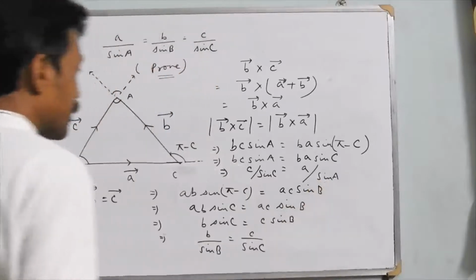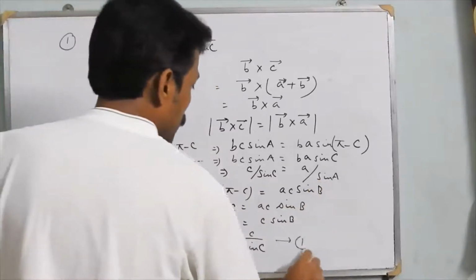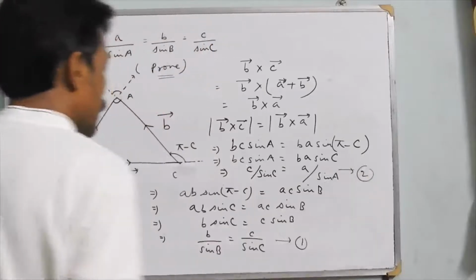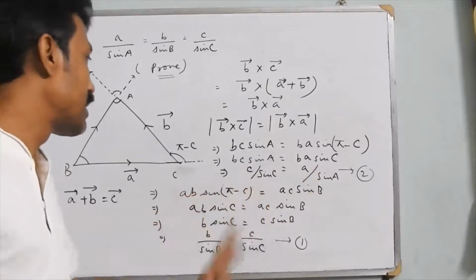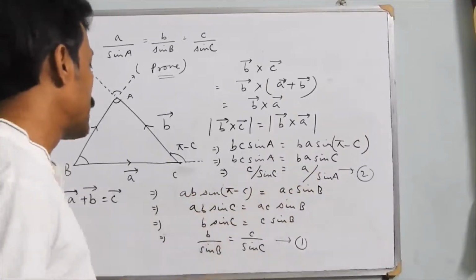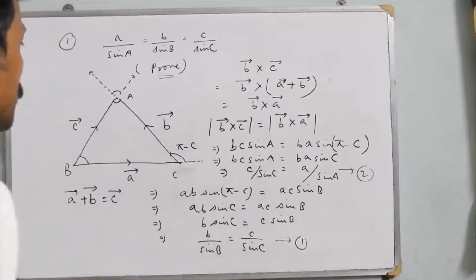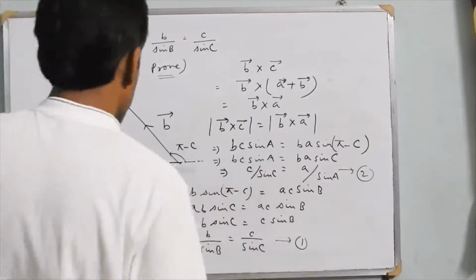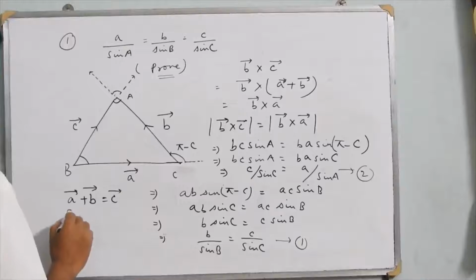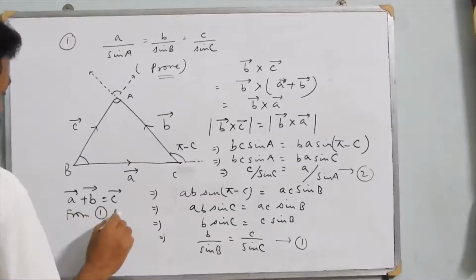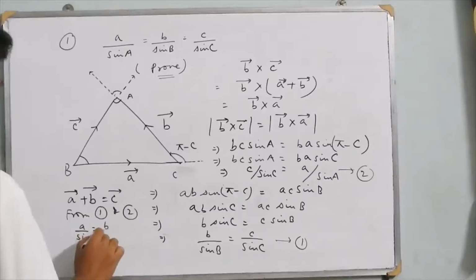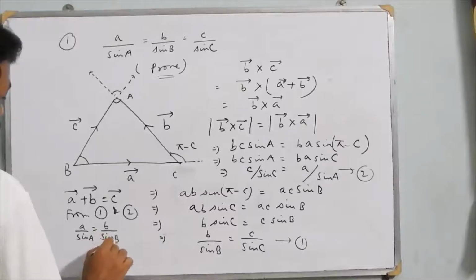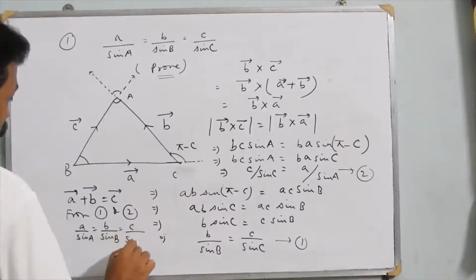So from this first and from this second one, B by sine B is C by sine C, and C by sine C is A by sine A. So ultimately we have A by sine A is B by sine B is equal to C by sine C. So from 1 and 2 definitely you can say that A by sine A is equal to B by sine B is equal to C by sine C.